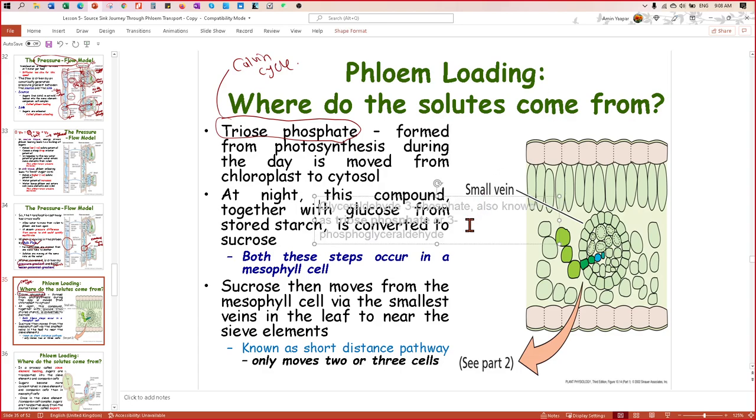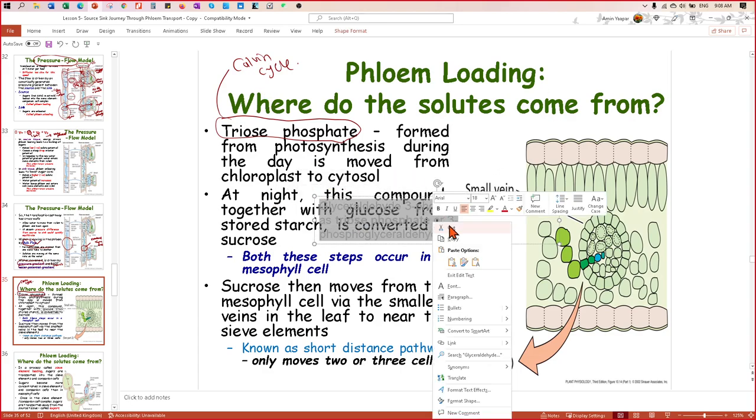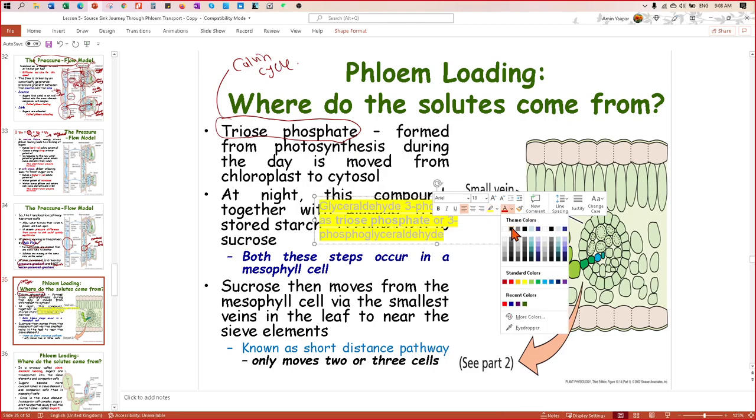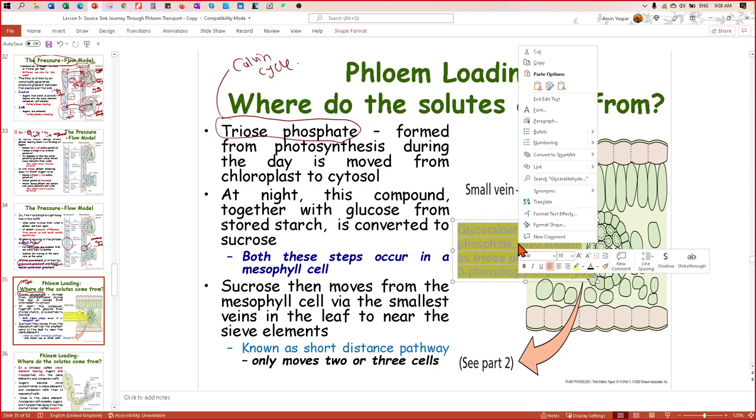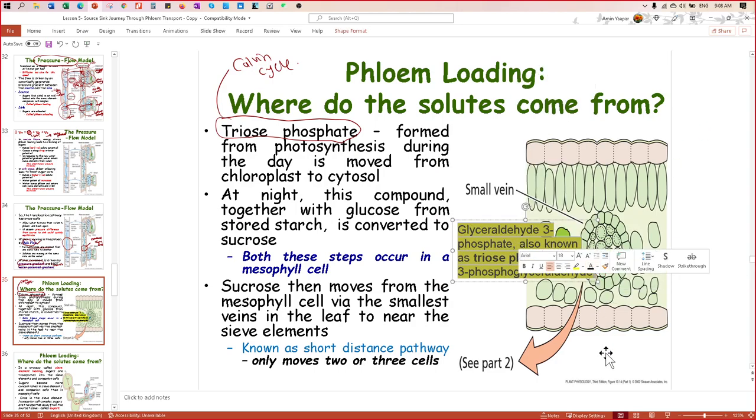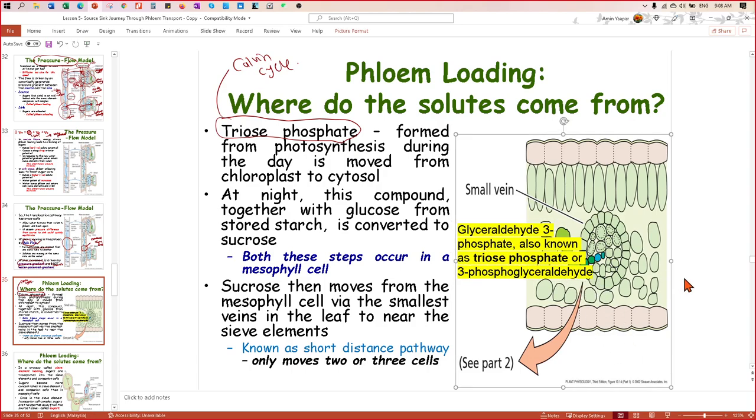Glyceraldehyde 3-phosphate, also known as triose phosphate, or 3-phosphoglyceraldehyde. All referring to sugar, and these are all 3-carbon.